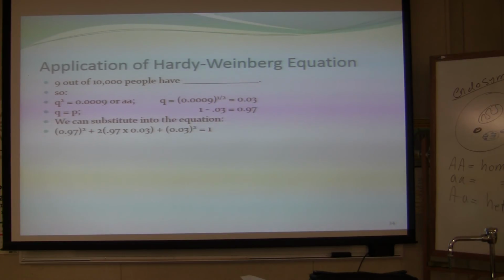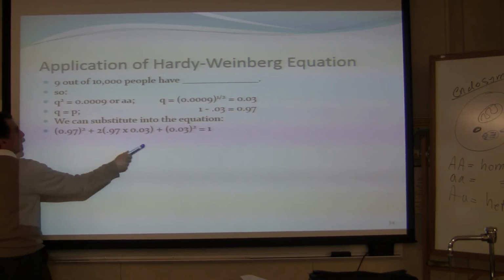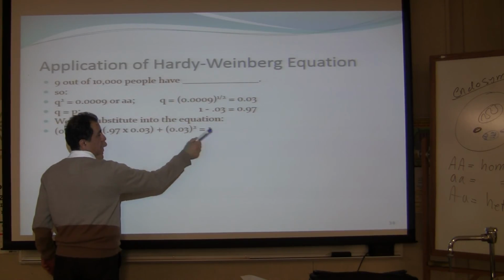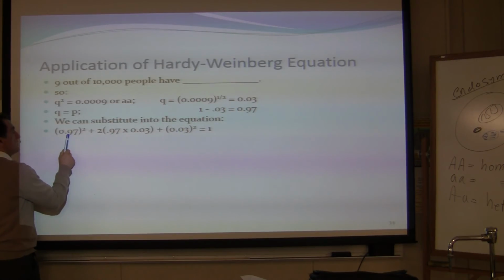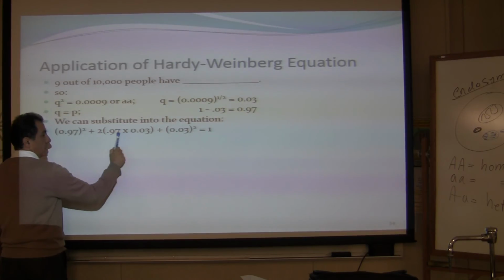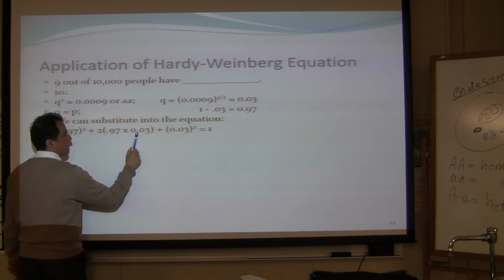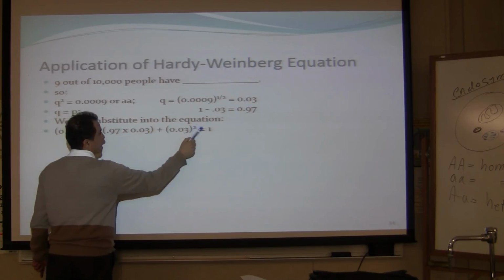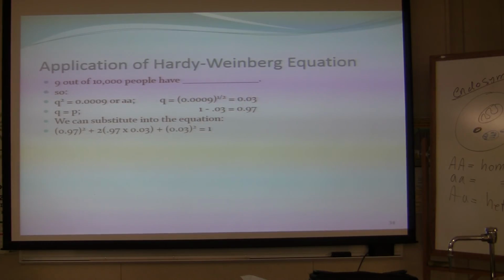The equation is P squared plus 2PQ plus Q squared equal to 1. You remember this? I already proved it for you, the equation. So P squared is 0.97 to the power of 2, plus 2PQ, which is 2 times 0.97 times 0.03, plus 0.03 to the power of 2, is 100% of the population of Lodi. Okay, therefore 6% of the population is capital A, small a.